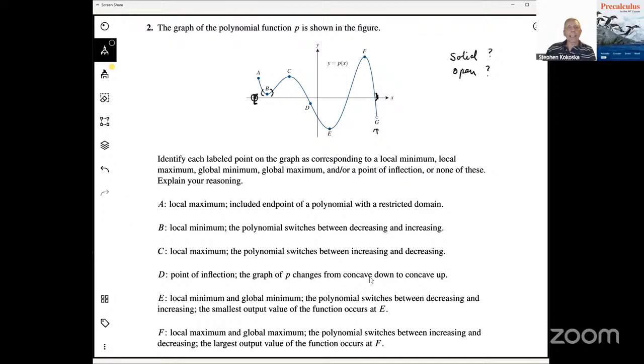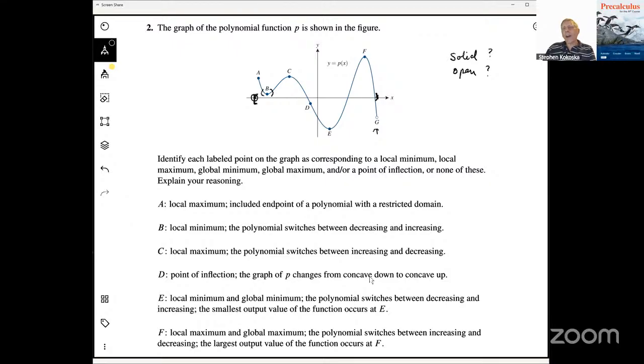Similarly, the point C, that's a local maximum. Why? Because the polynomial switches from increasing to decreasing. I'm at the top of a hill or the top of a mountain. Another way to look at it, at the point C, the y value is the largest value in a neighborhood of C. The point D.